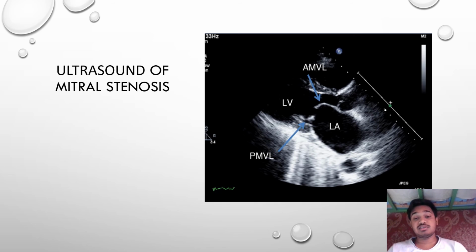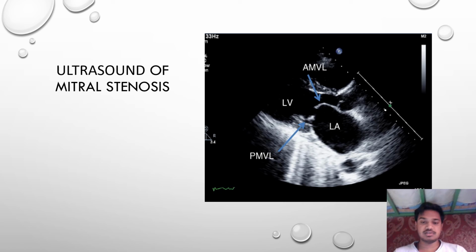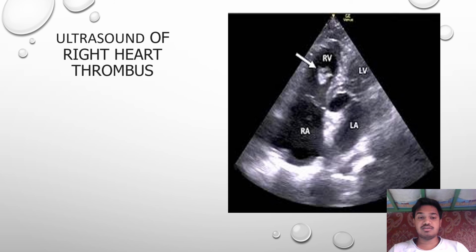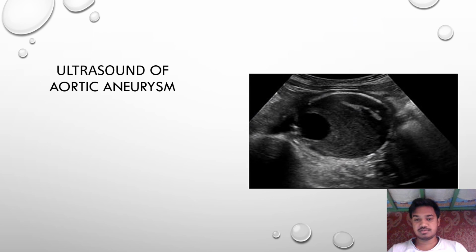The ultrasound of mitral stenosis, ma'am. As we see here, in the mitral valve there is some problem in opening it properly, which causes less blood flow to the different organs, which ultimately leads to inadequate oxygen and inadequate performance. Here, the right thrombosis, ma'am. Ultrasound. Here we can see the thrombus in the right ventricle. This is the ultrasound of right heart thrombus.